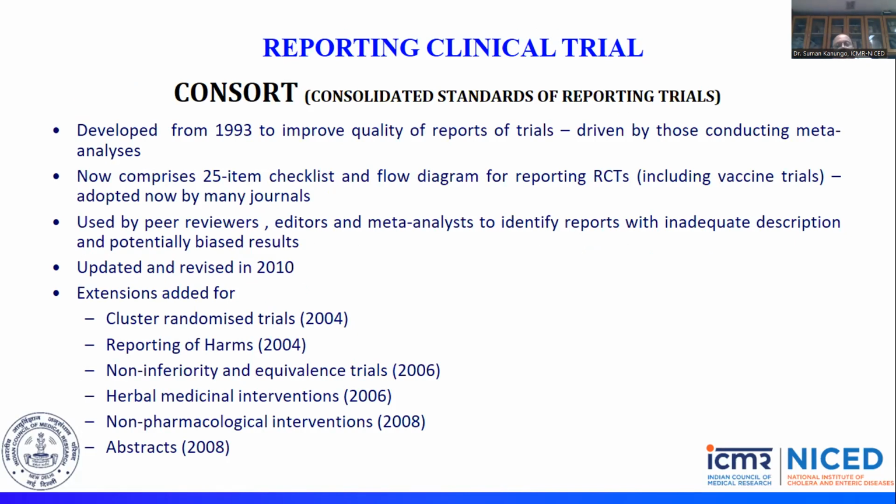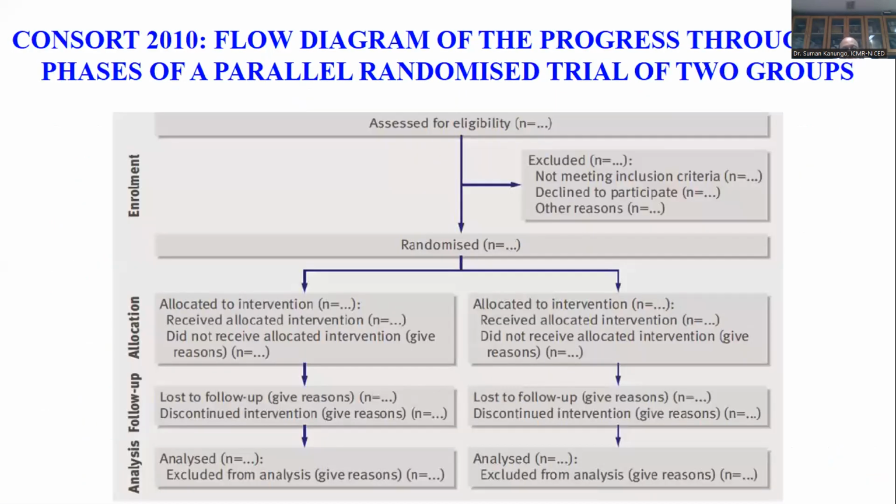It was developed in 1996 to improve the quality of reports of trials. It now comprises a 25-item checklist, and it was updated and revised in 2010. Extensions have been added for cluster RCTs, reporting of harms, non-inferiority trials, herbal medicine, non-pharmacological interventions, as well as the abstract. So this is the CONSORT 2010 flow diagram.